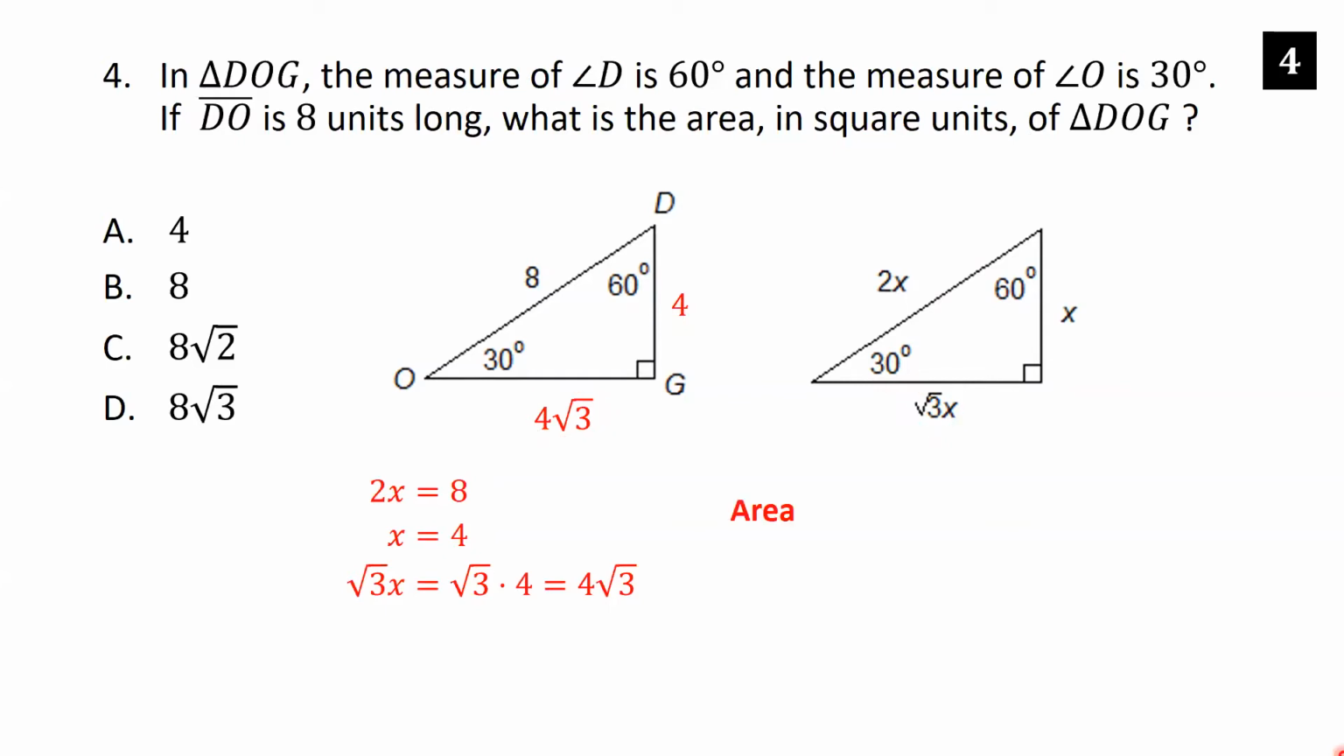Okay, now we want the area. Well, the area of a triangle is 1/2 base times height. In this case, that's 1/2 times 4 root 3 times 4, which is 8 root 3. Half of 4 is 2, and 2 times another 4 is 8, and we leave the root 3 as is, and that's choice D.